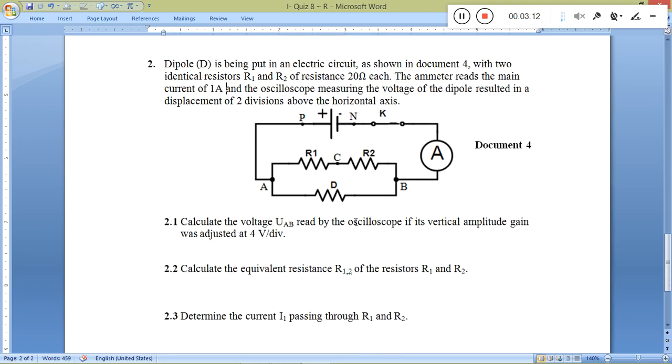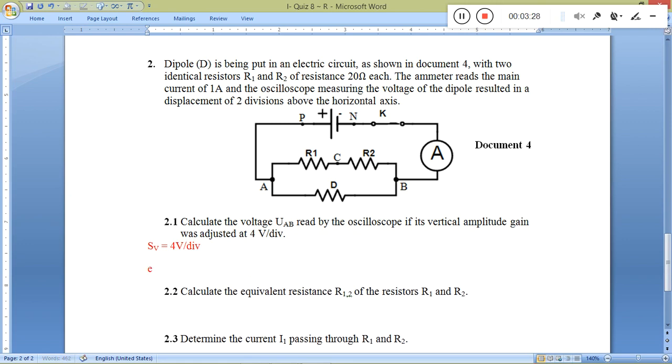So calculate the voltage UAB read by the oscilloscope if its vertical amplitude gain was adjusted to 4. Vertical amplitude gain SV is equal to 4 volts per division. So we have now the vertical sensitivity, and we have y, 2 divisions. So simply we say U equals SV times y. So SV is 4 times y is 2, which is 8 volts. This is the voltage UAB.